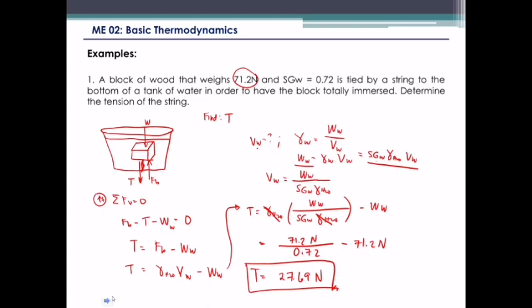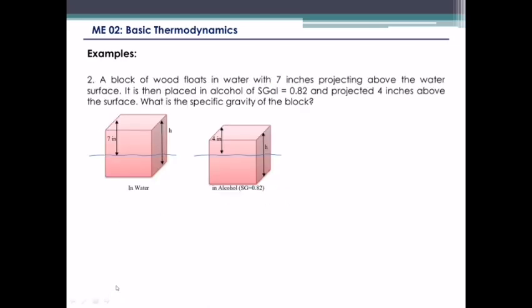Next, we have problem number 2. A block of wood floats in water with 7 inches. So this one in water, it is projecting 7 inches above the water surface. It is then placed in alcohol of specific gravity 0.82 and projected 4 inches above the surface. What is the specific gravity of the block?